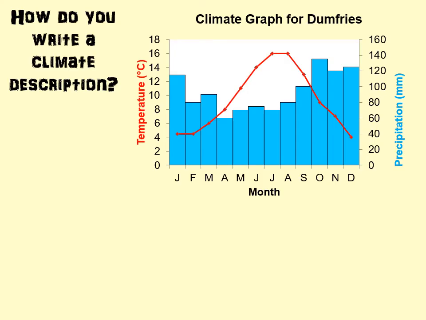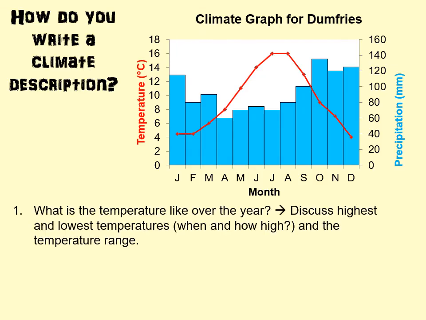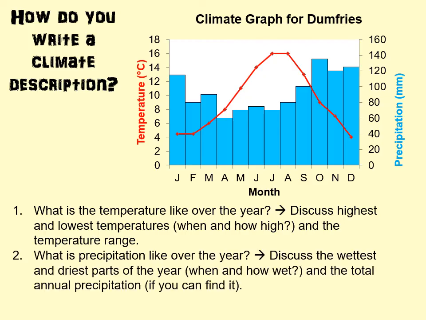Alrighty, so we're going to think now about how we write a climate description. And there are 3 approaches, 3 steps that you need to take to write a really good description. So the first thing is you're going to look at the temperature. You're going to describe the temperature over the year by discussing the highest and lowest temperatures, and remember you need to say what month that was and how high or low they were, and you're going to give the temperature range. You're then going to do a similar thing for precipitation, and you're going to say what precipitation is like over the year by discussing the wettest and driest parts of the year, again saying what months and how wet, and you're going to give the total annual precipitation if you can find it. Then you're going to just give a little summary. Overall, what is the climate like over the year?